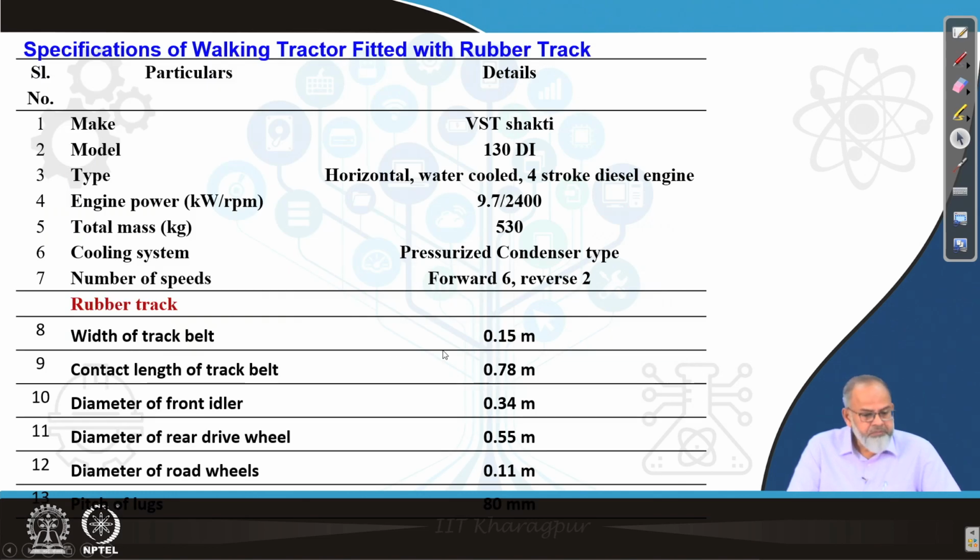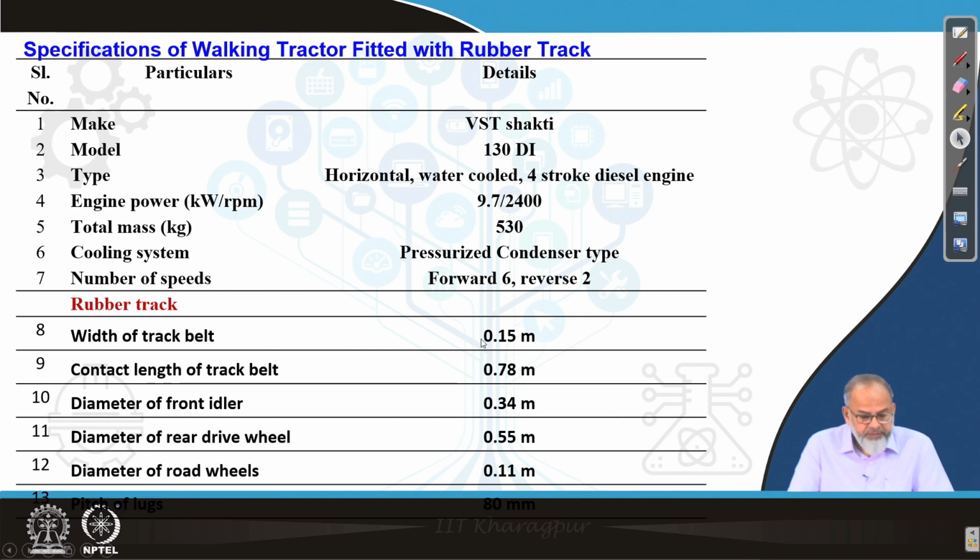Now the details of the walking tractor: what its engine is, and what its mass is. The engine is a VST Shakti, model 130 DI, a horizontal 4-stroke diesel engine, and it develops 9.7 kilowatt at 2400 RPM. Its total mass after modification, that means after attaching the track, comes to 530 kg. Initially it was 430 kg with pneumatic wheels. When you replace the pneumatic wheels, because of these arrangements, its weight has increased to 530 kg.